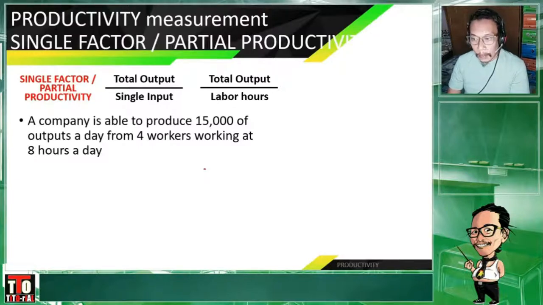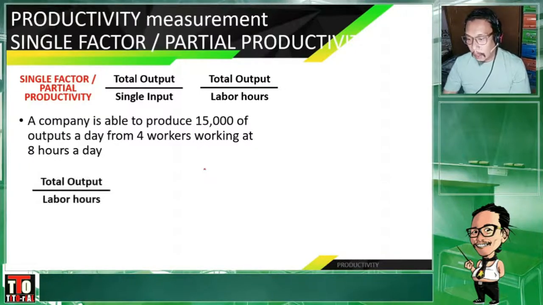Example, yung isang company daw ay kaya mag-produce ng 15,000 of outputs. 15,000, let's say, laptop, halimbawa, sa isang araw. At ang gumagawa sa kanya ay 4 na workers working at 8 hours a day. So, may 4 na trabahador na gumagawa ng 8 hours each para makapag-produce ng 15,000. So, again, in this case, ang gagamitin natin is total output over the labor hours.